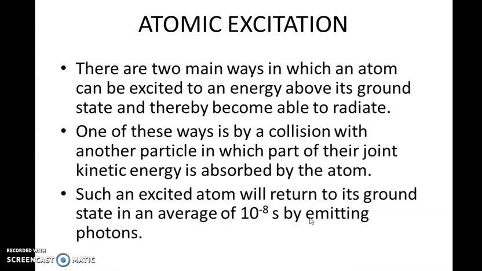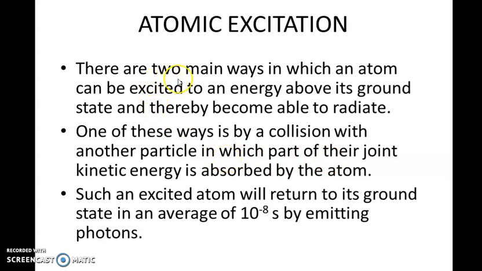Today we will discuss atomic excitation. There are two main ways in which an atom can be excited to a higher energy level from the ground state. When the atom goes to the excited state, we know that this excited state is not stable, and within 10 to the power minus 8 seconds it will emit a photon, so it will radiate.